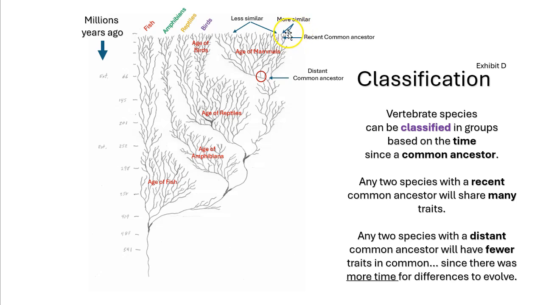So take these 2 species up here, very close on the branches there. Well, any 2 species with a recent common ancestor are going to share many traits. There hasn't been much time for evolution to equip them with different adaptations. But if we compare them with, say, 2 species that are farther from each other on the tree, they're going to have a more distant common ancestor. With a distant common ancestor, they're going to have fewer shared traits, since there was more time for differences to evolve in those species. So the reason that species, in this case vertebrates, can be grouped based on their similarities has to do with the time since a common ancestor.